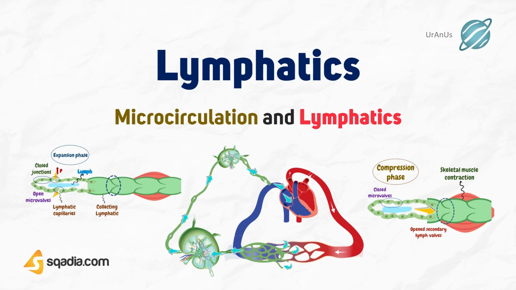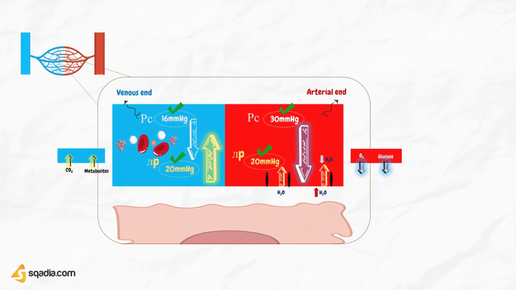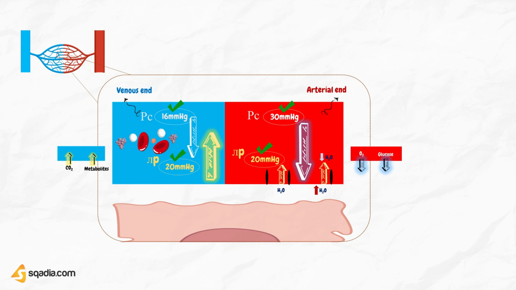So, until now, we have seen how substances get exchanged at the level of tissues between blood in capillaries and the interstitial fluid. And we also got a brief concept of edema: that when, due to any reason, this interstitial fluid gets accumulated, it causes edema. That can lead to severe problems.